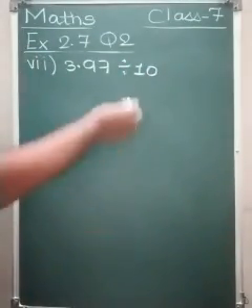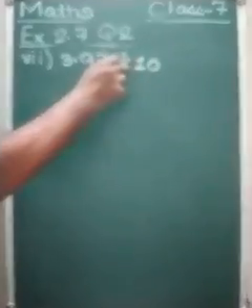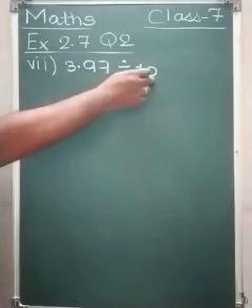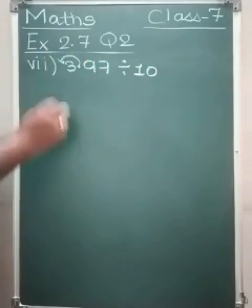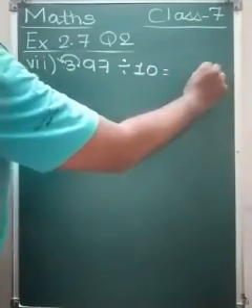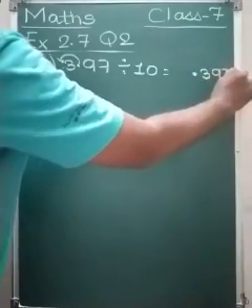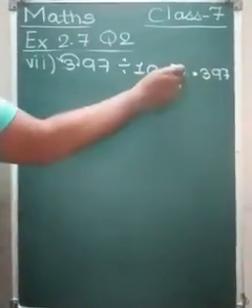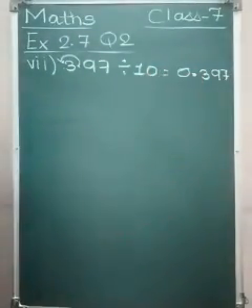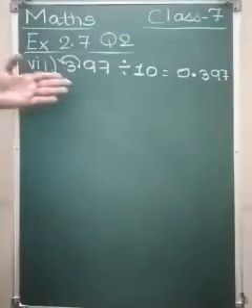Okay. So here is the decimal point. One place division. The decimal point will shift towards the left hand side. 10, so only one place. So the point should be here. So our answer would be 0.397. And since here no number is there, we can give 0. So 0.397. Done. You want to solve it?